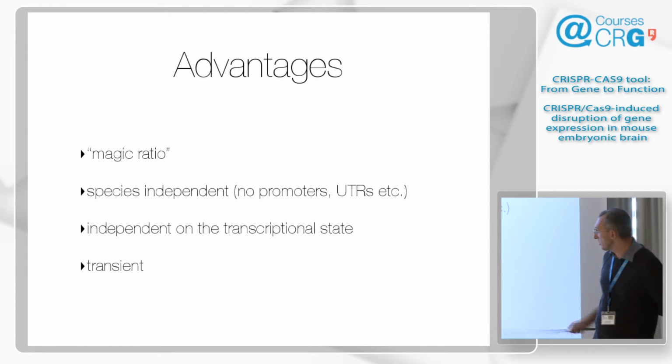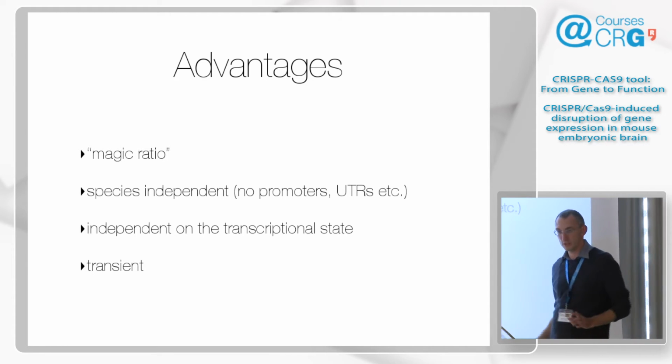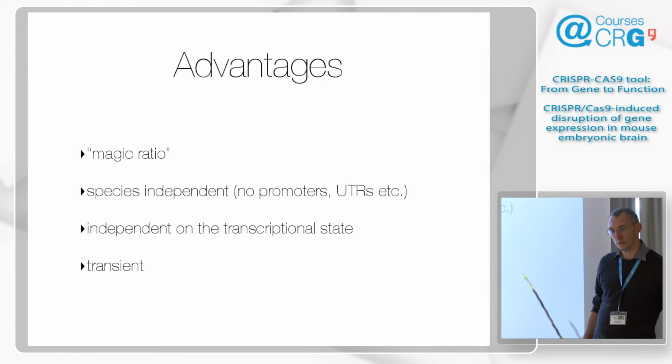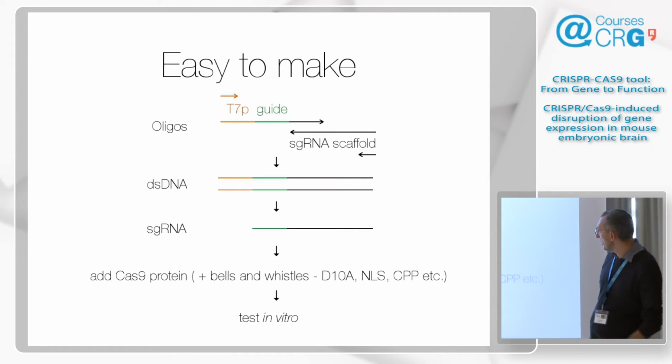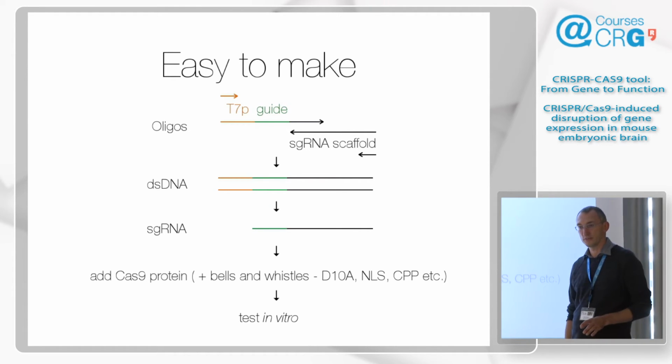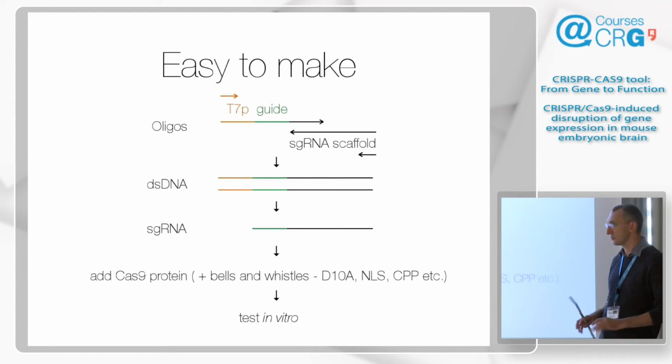Another thing that might or might not be useful is that it's transient, and this is good in terms of off targets. I'll come to this point again later. I just want to make one brief point that it is very easy to make these guides in vitro. Did anybody cover this previously? Okay, so I don't need to cover it, but you've seen it's trivial. It's easy. We make a PCR and we just transcribe from the PCR.